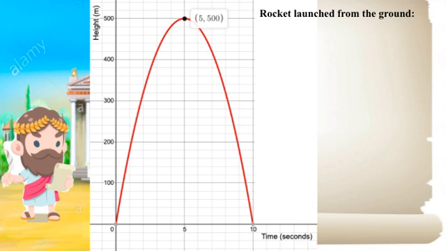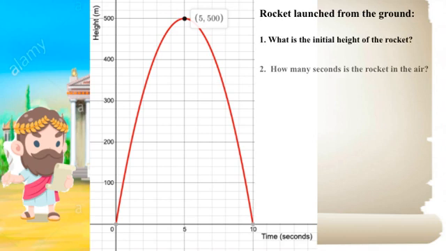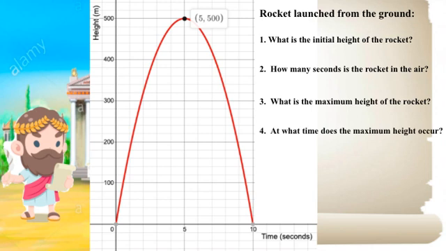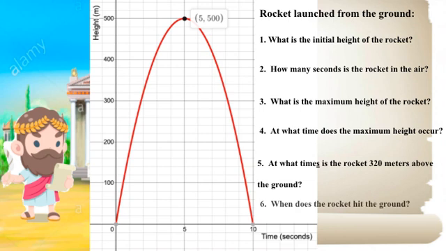Now, let me ask you some questions about this particular graph. What is the initial height of the rocket? Next, how many seconds is the rocket in the air? Next, what is the maximum height of the rocket? Next, at what time does the maximum height occur? Next, at what times is the rocket 320 meters above the ground? Lastly, when does the rocket hit the ground?